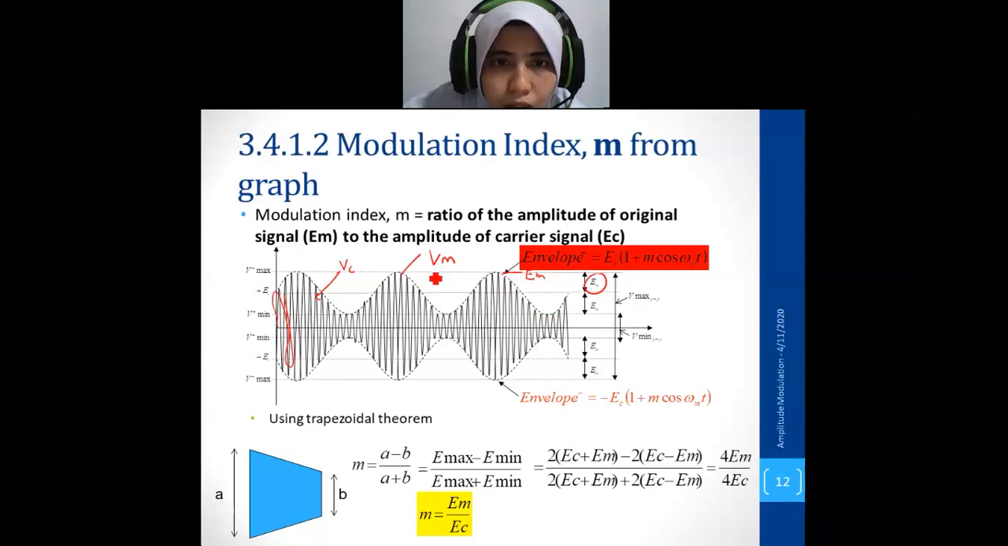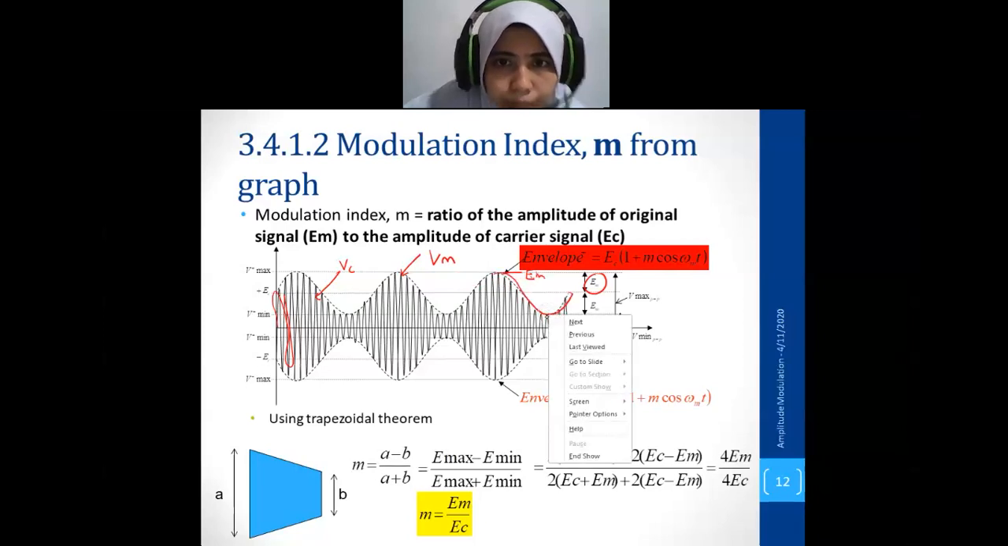This is VM, and the amplitude of the modulating signal is EM. So you can see here, this is positive EM and then negative EM here. And here is the VC, the carrier.